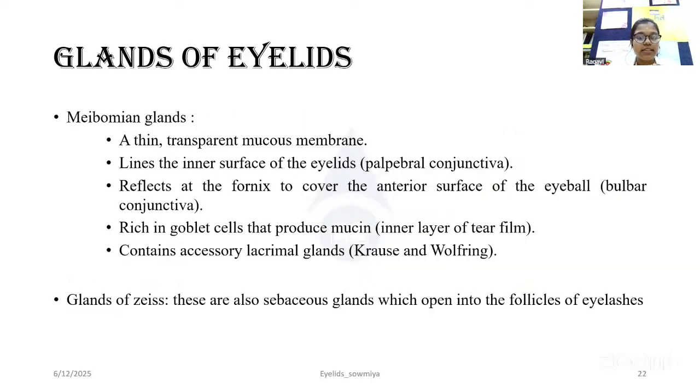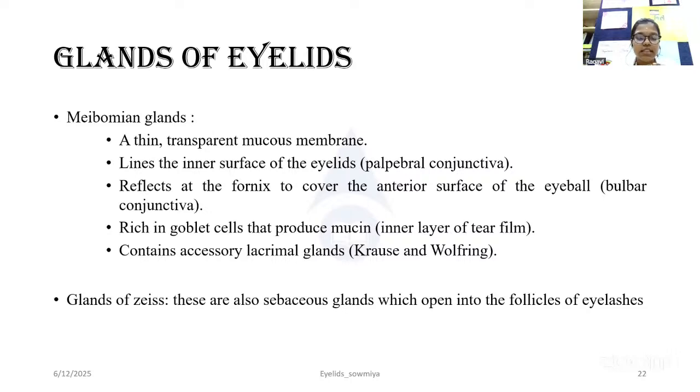Meibomian gland. A thin transparent mucous membrane lines the inner surface of the eyelid, palpebral conjunctiva, reflects at the fornix to cover the anterior surface of the eyeball, bulbar conjunctiva, rich in goblet cells that produce mucin, inner layer of the tear film, contains accessory lacrimal glands, Krause and Wolfring.